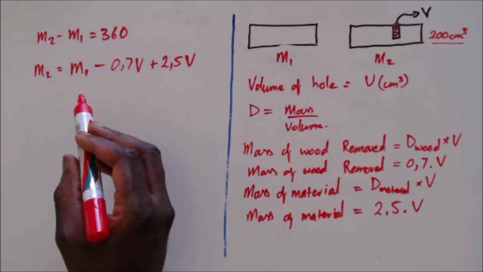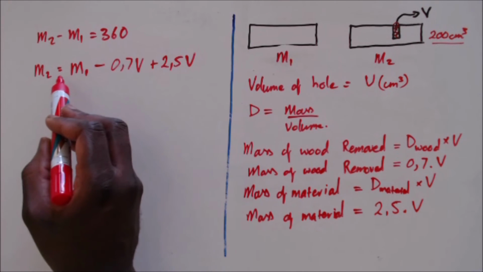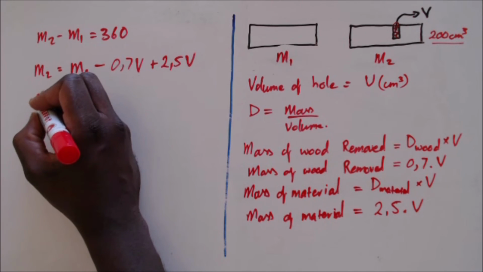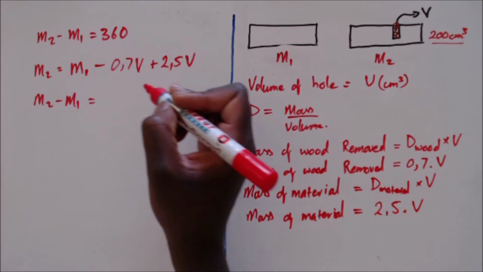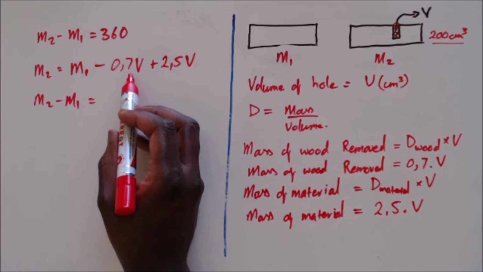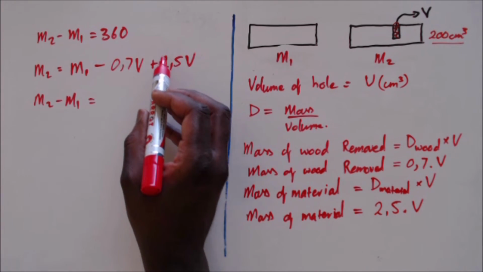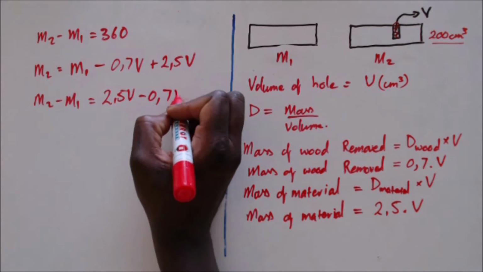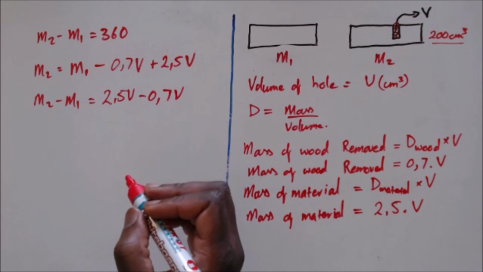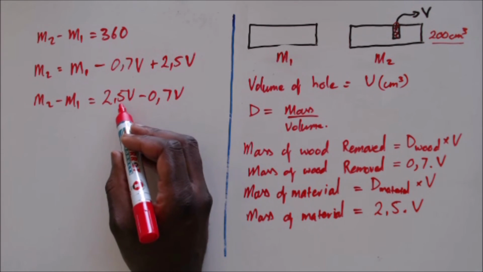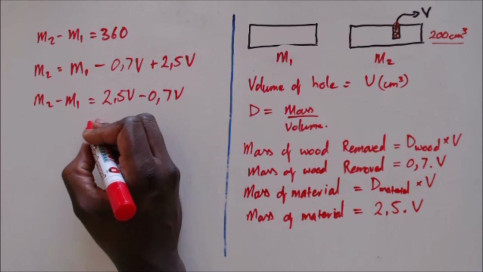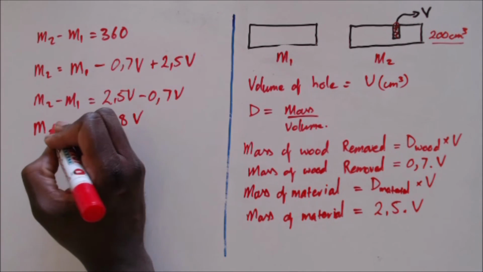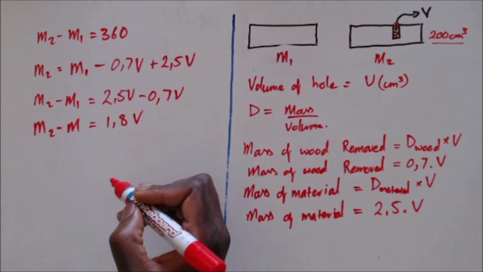Looking at this equation, we can see that we could get M2 minus M1 if we take this M1 to the other side of the equal sign. So I'm going to go ahead and do that. And I'm going to get M2 minus M1 is equal to minus 0.7 V plus 2.5 V, which I'm going to swap around to give me 2.5 V minus 0.7 V. And when I do that calculation, what I end up with is 2.5 minus 0.7, which is 1.8. So 1.8 V is the difference between M2 minus M1, which we know is 360.